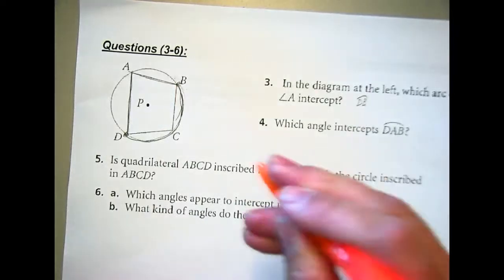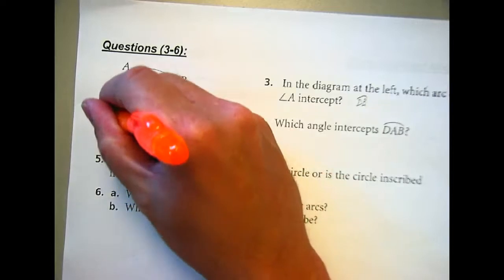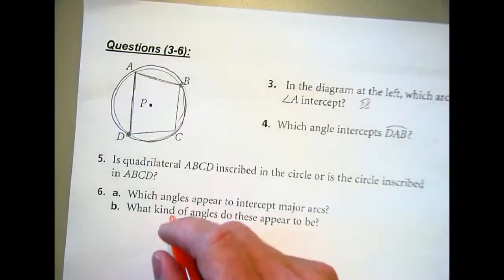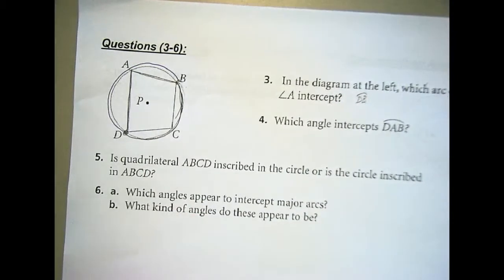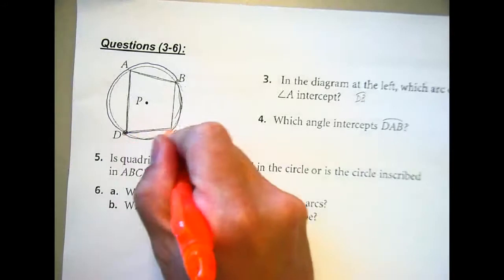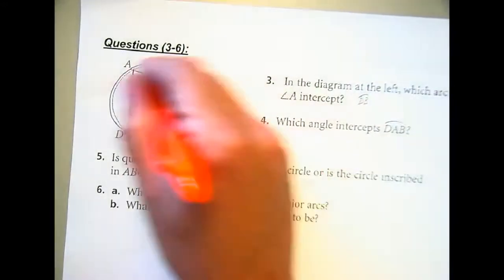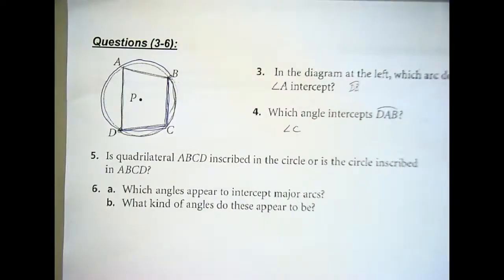Nick, what do you think? It's okay. It comes back around. It's like in a circular loop. Okay. We'll come back to it. Andrew? Angle C. Yeah, good. Angle C. So we want to start training our mind to see those angles and then the intercepted arc.